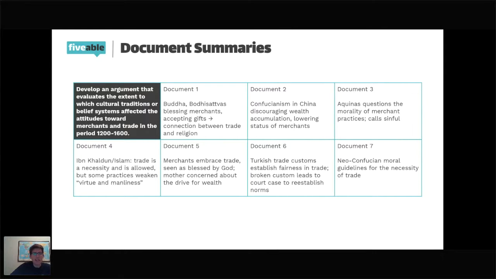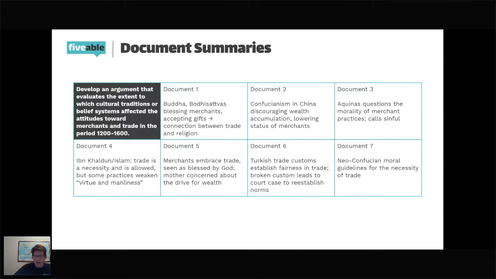And we can also bring in some outside information if we remember that merchants occupied the lowest rung of the Confucian hierarchy. So that's something to think about. In the first document, we have something that seems to be very accepting of merchants and trade, perhaps even encouraging this, because perhaps it's beneficial to the spread of the religion. And then in document 2, a discouragement, because it goes against the moral center of Confucianism. All right. So already we're seeing 2 different ways to answer this question.